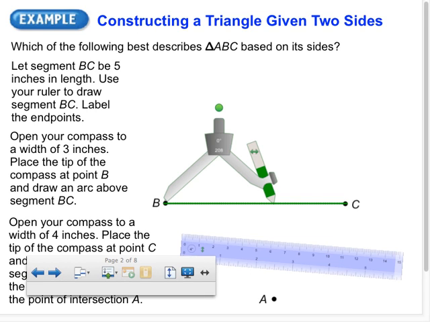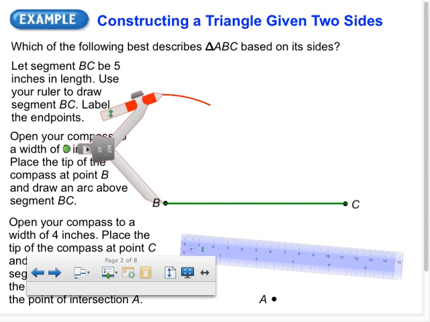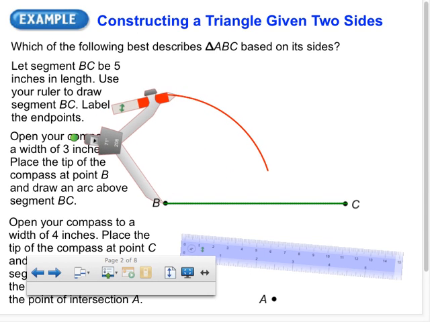So I'm going to draw my arc in red, and we didn't make it cover enough area so that when we draw our other arc, it's going to intersect with this arc. So I'm going to go ahead and draw my arc, and I would say that's about enough. Okay? Does anybody have any questions?